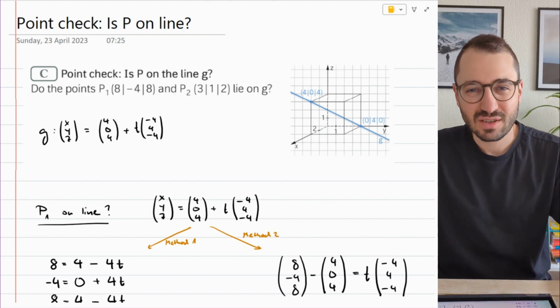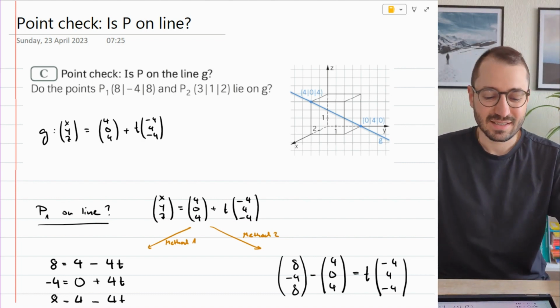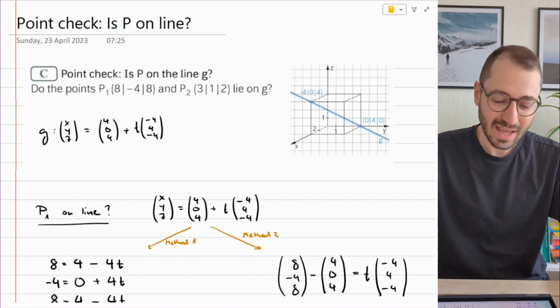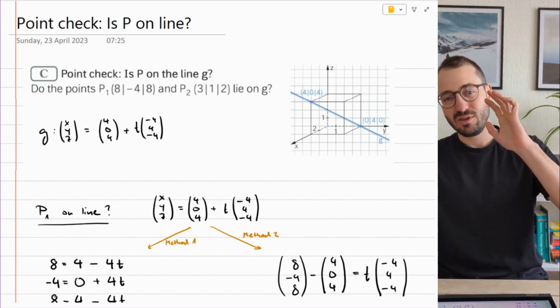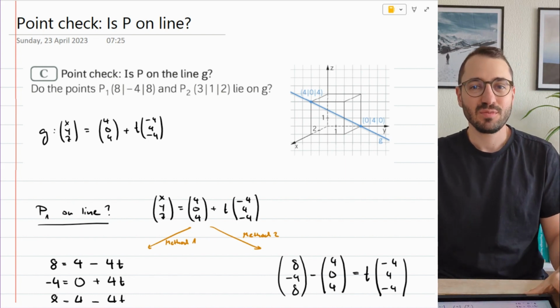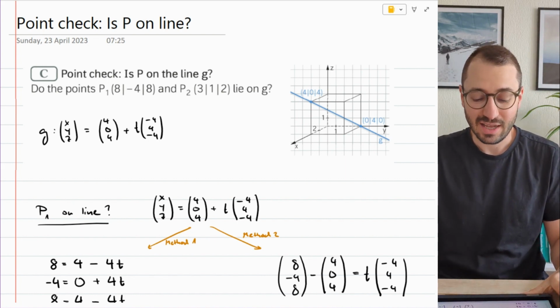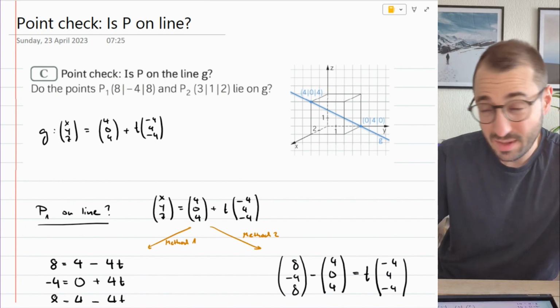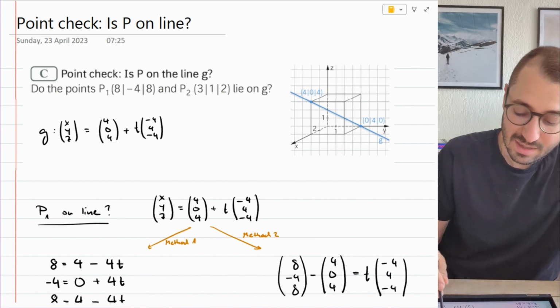A very common question when you work with lines is, does a certain point lie on a line? So you're given a point P, you're given a line. The question is, does the point P lie on the line? Now, how do we answer that? Let's look at this example here.